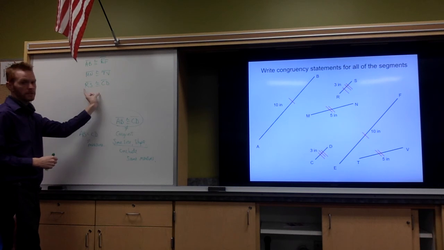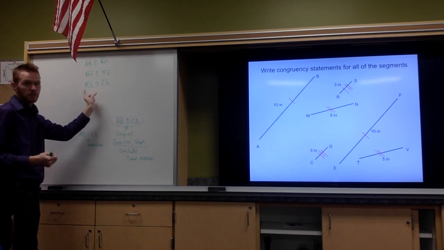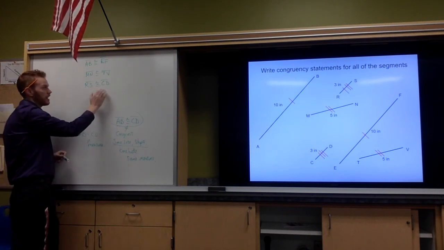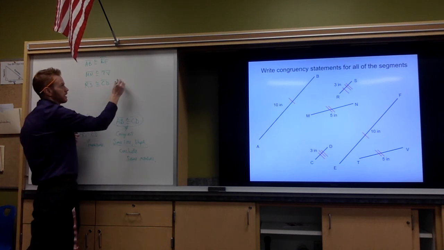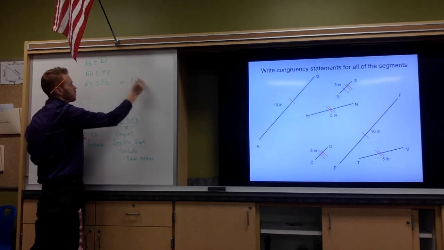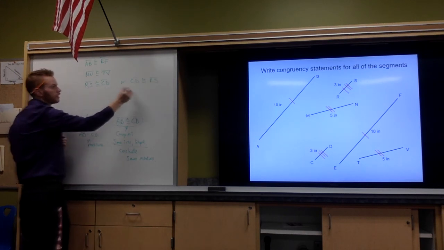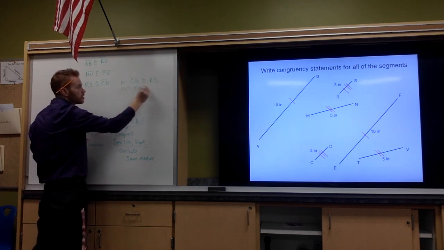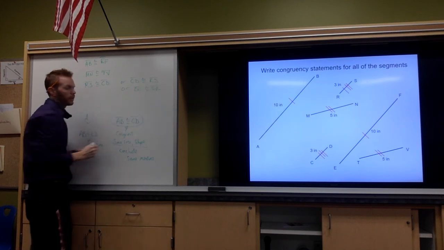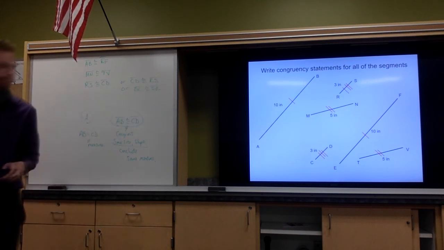I could flip these, it's okay. There's a symmetric property of congruence that allows us to do that. If I flip this, it means the same thing. So I don't want you to feel like yours is incorrect if you flipped it. Or you could switch the letters, right? We know that that's okay as well.